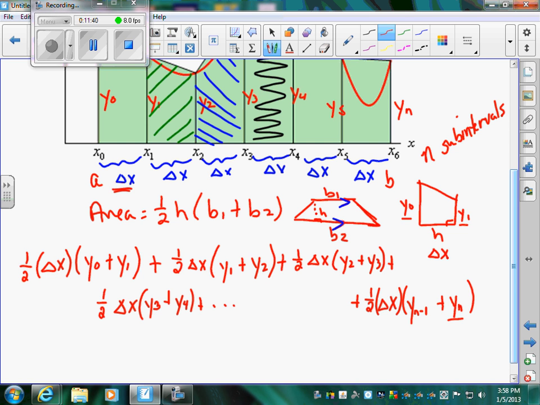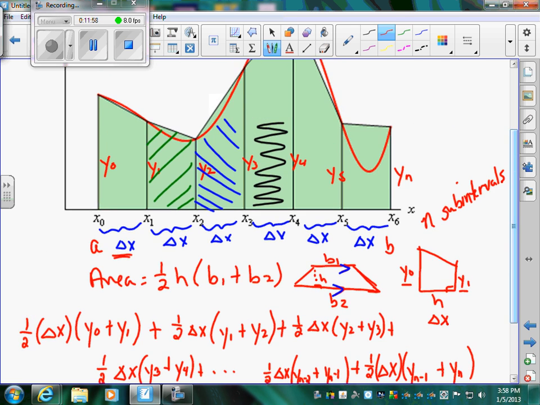Then the trapezoid previous to that would be 1/2 delta x, and then the bases would be y sub n minus 1, plus the one previous to that, y sub n minus 2. Okay. So if this is y sub n, right before it would be y sub n minus 1. Right before y sub n minus 1 is y sub n minus 2, and then we could keep doing that backwards.